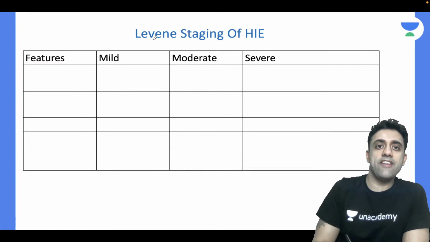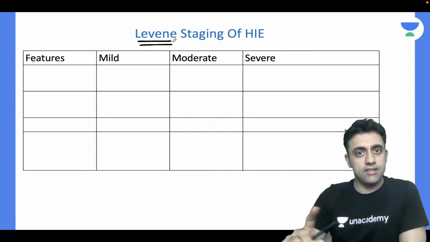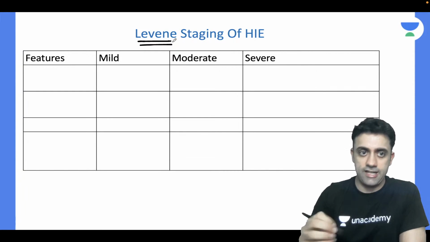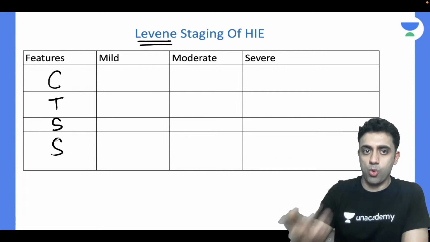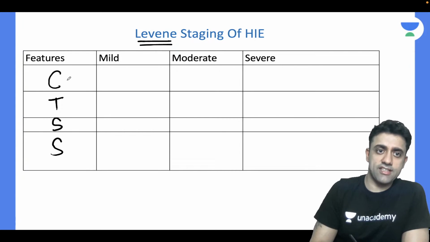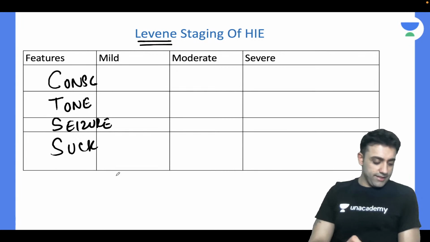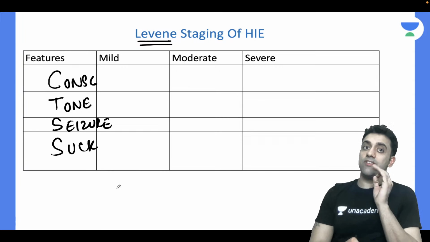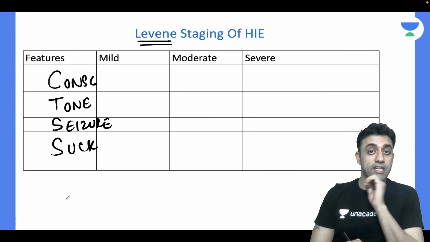Then we have Levene staging. One was Sarnat and Sarnat. This is Levene staging of HIE. Levene staging is nothing but CTSS. The 4 points of the Levene staging are just the names you should know, dear. CTSS means consciousness, tone, seizures and suck. Consciousness, tone, seizure and suck. These are the 4 important points of Levene staging of HIE. Is it understandable, my dear? This is a very beautiful and very important topic.